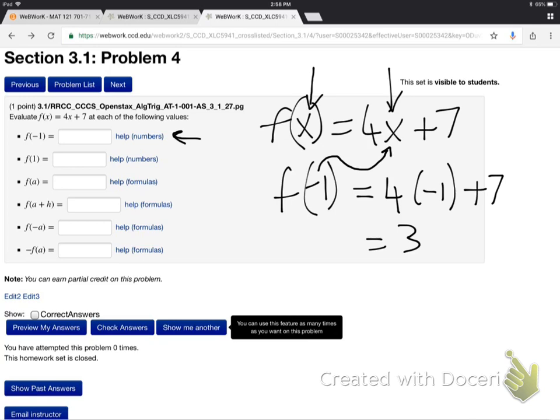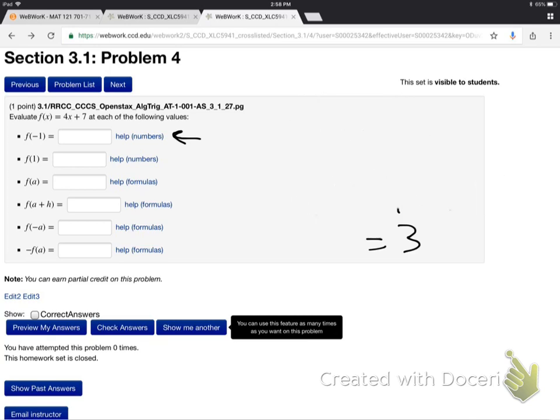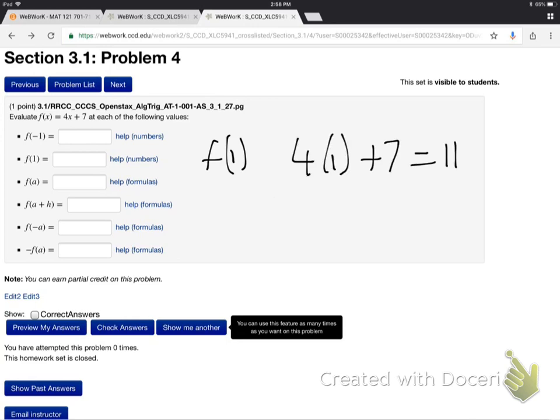So let's have a look at some of the other ones. All you're going to do is replace the x with whatever it tells you to replace it with, okay? So for this one, I'm just putting a 1. So 4 times 1 plus 7, that will give me 11, okay? Right, let's look at some of the other ones. That's just replacing it with a number, so just do the calculation.